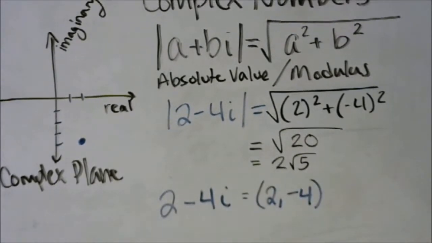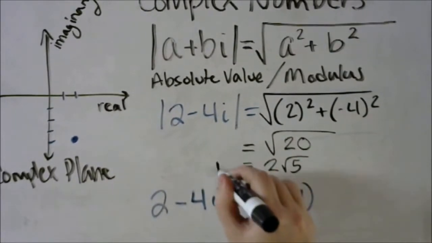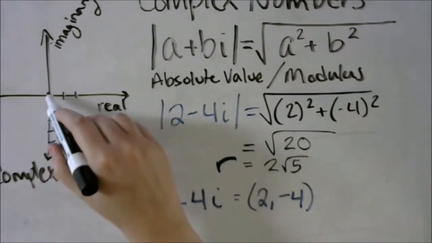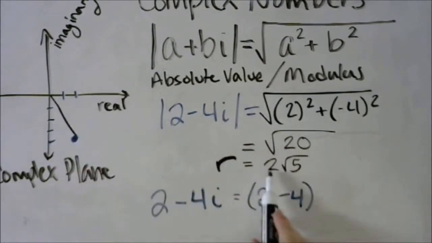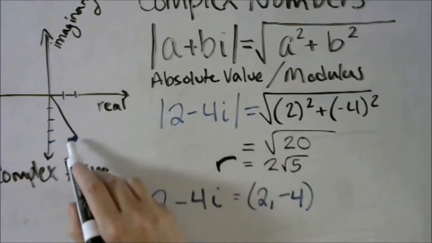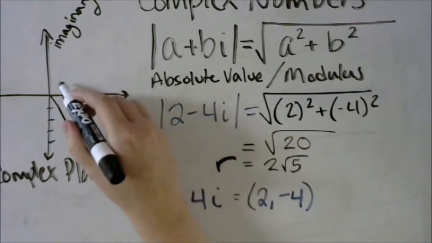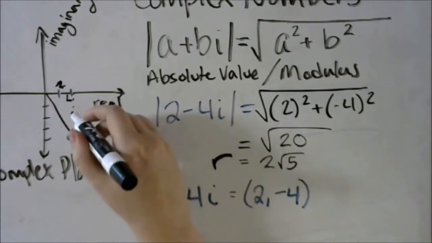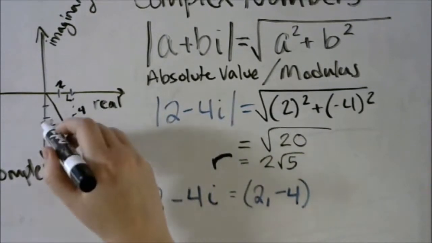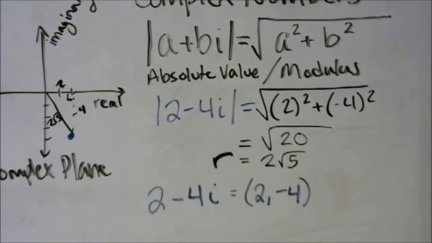This value, when we're writing complex numbers in trigonometric form, is the r value. If you look at our graph and imagine connecting it to the origin, since this absolute value is the distance from the origin to the complex number, you can see that it forms a right triangle, and that the 2 radical 5 is the hypotenuse. This directly leads us to how to write a complex number in trigonometric form.